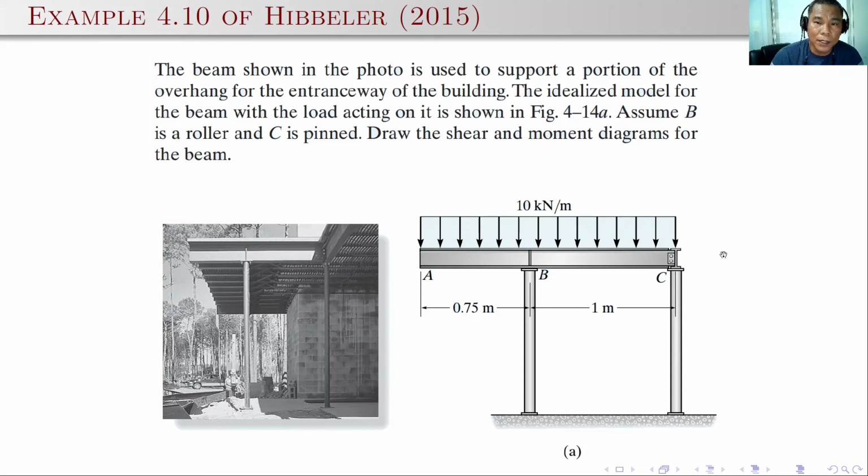Also, we have another example. This is a beam used to support a portion of the overhang for the entranceway of the building. The idealized model for the beam with the load acting on it is shown below. If we assume B is a roller and C is a pin, then we can draw the shear and moment diagram for the beam with the loading of 10 kilonewton per meter.